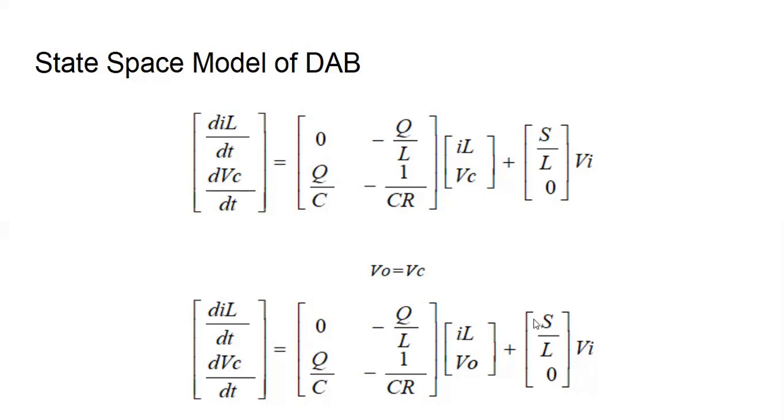So this is the state space model of the dual active bridge converter, which consists of two energy storage elements, L and C. So we have two state equations. The first state equation is obtained by applying the KVL equation on the inductance side, and the second state equation is obtained by applying the KCL equation on the capacitor side. So this is the state space model of the dual active bridge converter. Thank you.